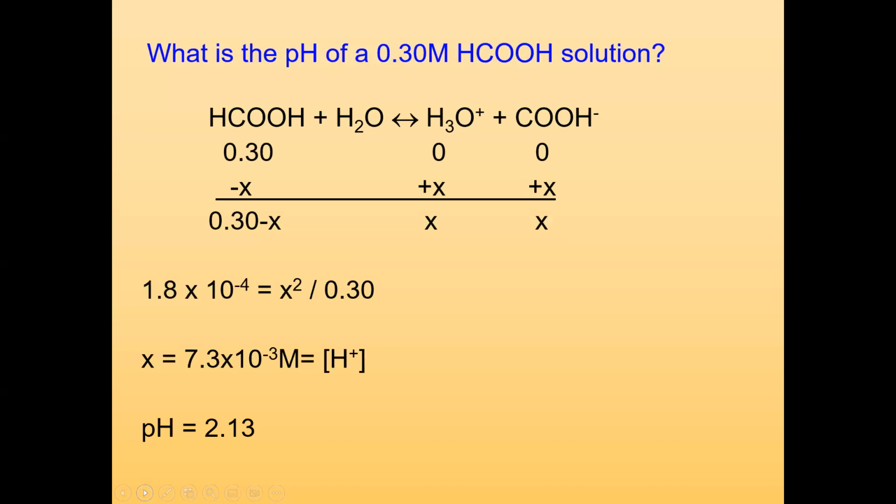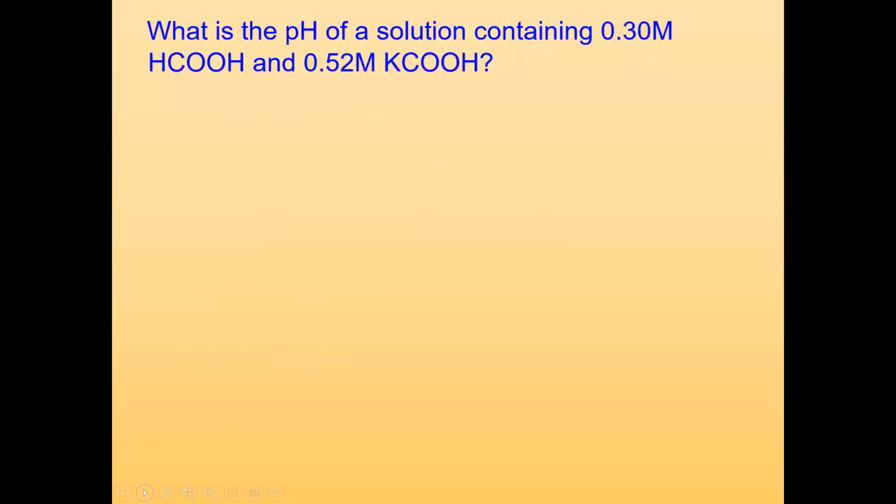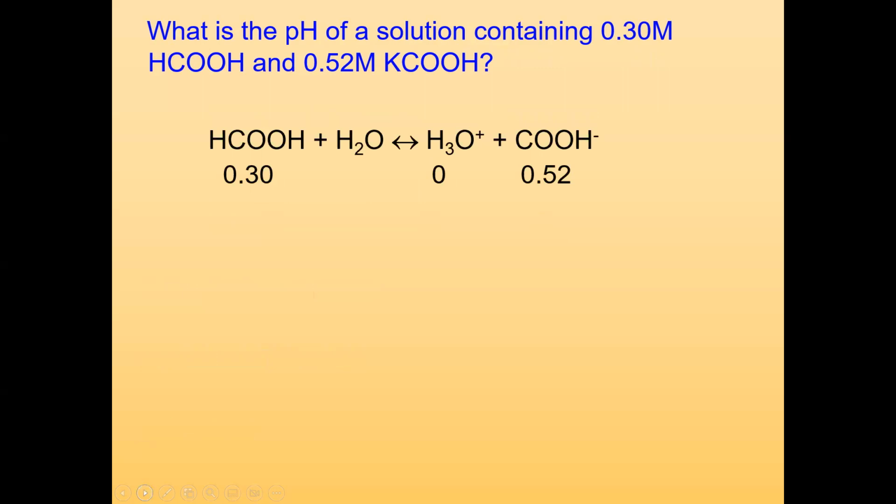Now, if we have our acid with the salt, with the KCOOH, what that does is we're still starting with the 0.3 molar of the acid, but we're also starting with 0.52 molar COOH. So we have both a reactant and a product at the beginning. Now, since we don't have any of the hydrogen ion or hydronium ion, we still cannot subtract on our product side, so we have to add on our product side.